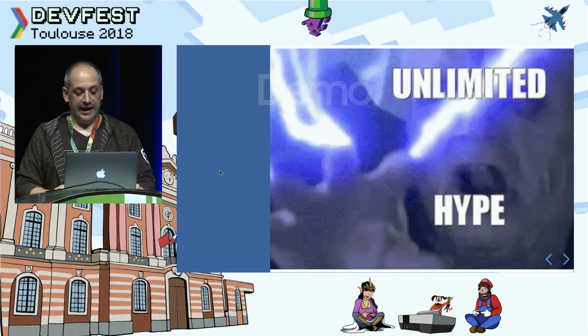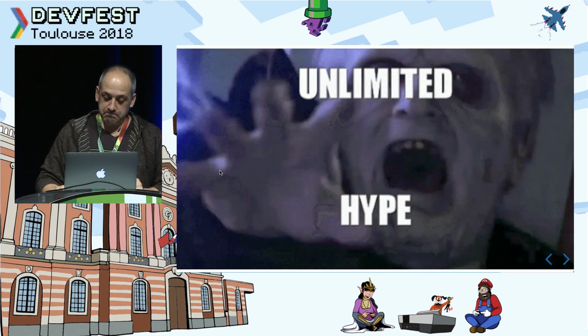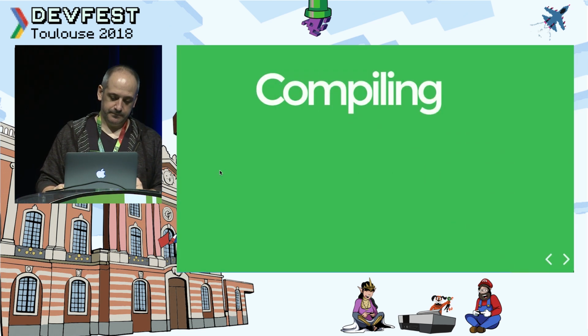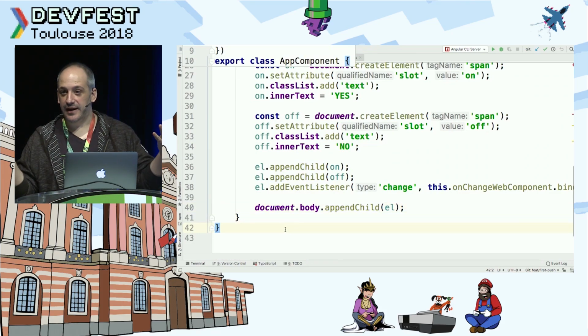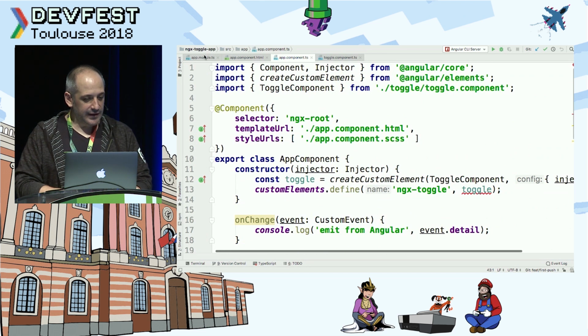And that's the unlimited hype, right? So how are we on time? I think that I'm going to be short on time. So let me show you a little bit more of the code, because I have time, just for once in my life when I give a talk.